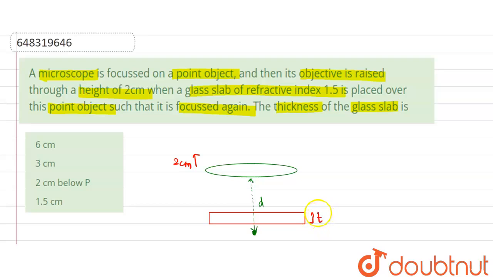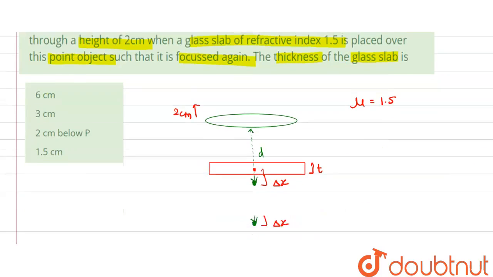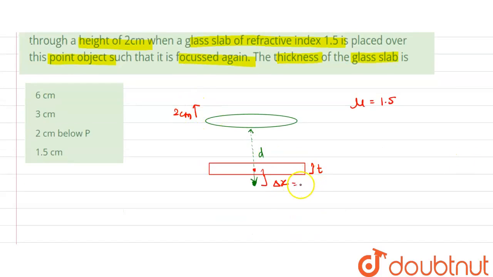Suppose it is T. We have to find out the thickness. Refractive index of the glass slab is given as 1.5. Also, when we introduce the glass slab, the apparent position of the object will also change. This change will be nothing but equal to delta x, and it will be equal to 2 cm because this objective is shifted up by 2 cm. So to find out the thickness, we have to find out T.